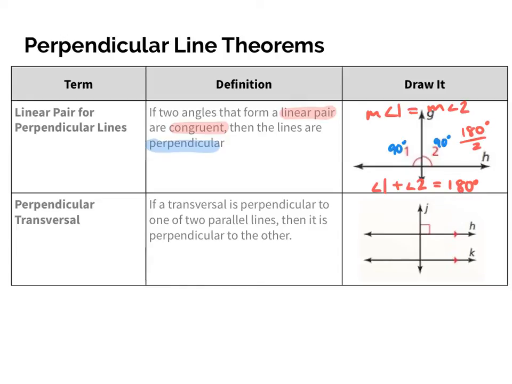Now, what this says is that if we look at those same types of problems we did in our last section, if the transversal is perpendicular to one of these lines, so in this case it's showing that line J is perpendicular to line H. Perpendicular means that, again, they're going to intersect at 90 degrees. What this theorem says is that if a transversal is perpendicular to one of two parallel lines, then it has to be perpendicular to the other. So that means if it's perpendicular to H, it's got to be perpendicular to K.